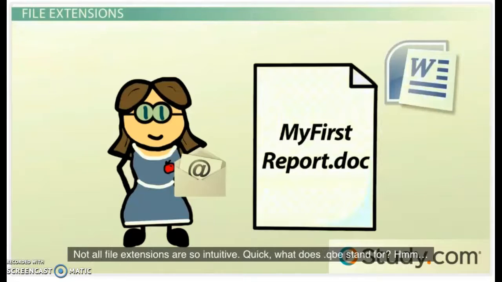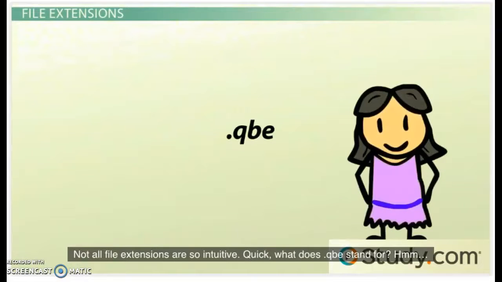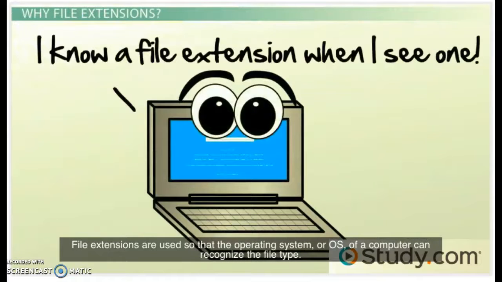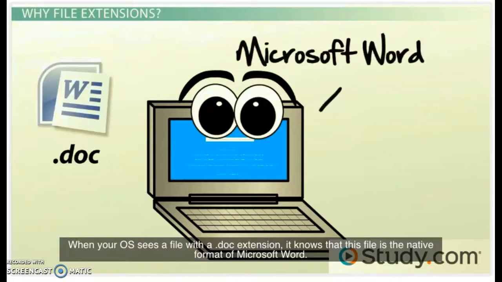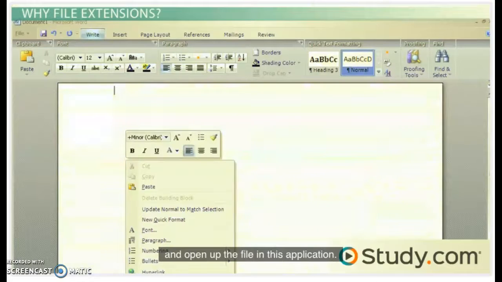But not all file extensions are quite as intuitive. Quick, what does .qbe stand for? File extensions are used so that the operating system, or OS, of a computer can recognize the file type. When your OS sees a file with a .doc extension, it knows that this file is the native format of Microsoft Word. So when you double-click on a file, your OS will automatically launch the correct software application and open up the file in this application.